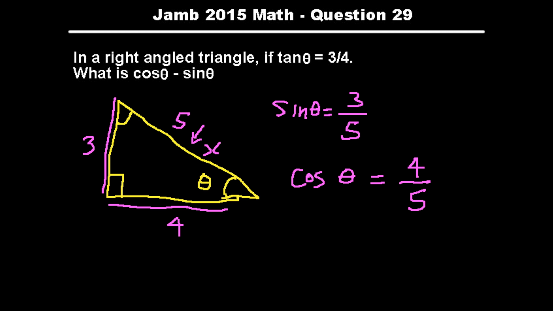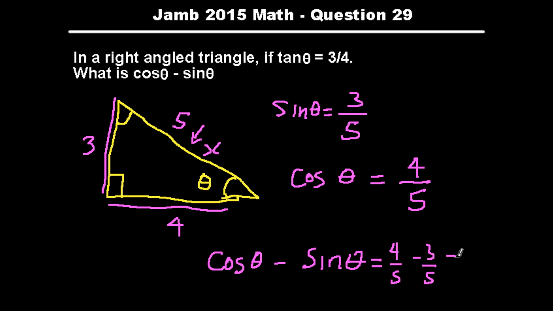So now that we know what sine and cosine is, we're just really solving a simple arithmetic question. What is the value of cosine of theta minus sine of theta? Well, that answer is 4 over 5 minus 3 over 5, which is equal to 1 over 5.